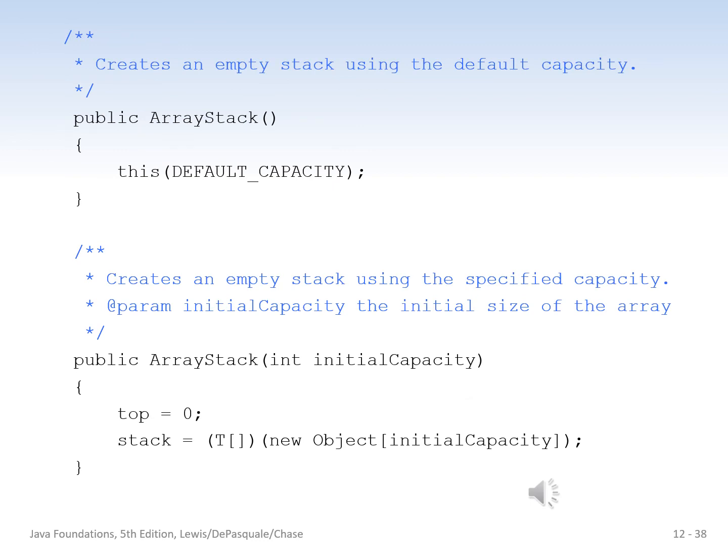Next, we have 2 methods that create an empty stack. The first uses the default capacity, and the second has an integer parameter specifying the initial size of the array, which is the underlying structure of the stack.